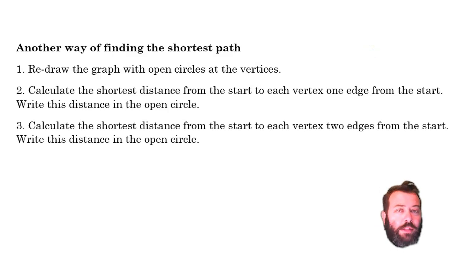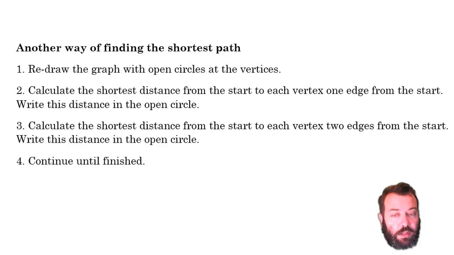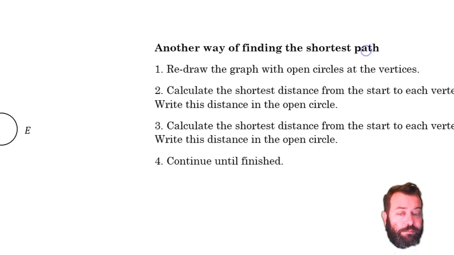Then you look one step further away from the start, but you don't have to go all the way back to the beginning. You just go back to those previous vertices that have the shortest paths written in them. So you don't have to keep going back to the beginning all the time, just back to the previous set of vertices. Keep going until you get to the end. This will make a lot more sense, I think, with an example.